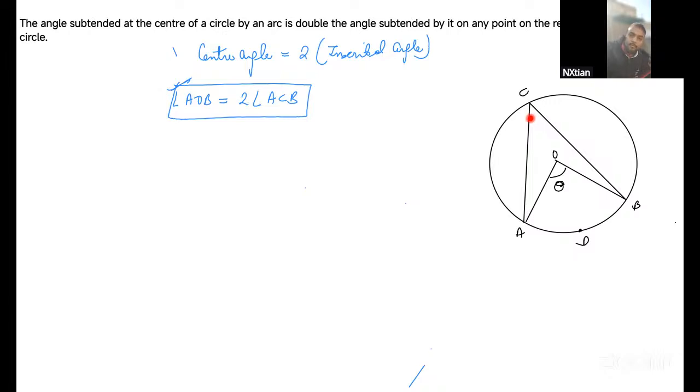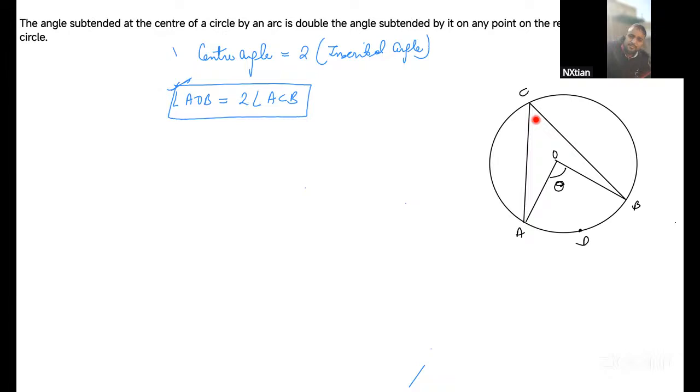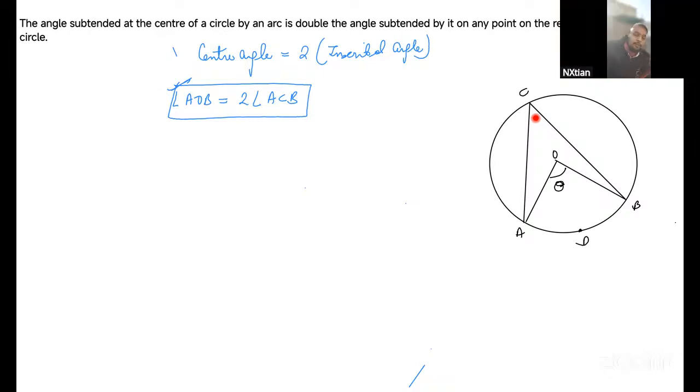Everyone understood? Joshua, if this angle is 75, then this angle will be? Sir, 35, right? 37.5. You have to divide it by 2. 37.5. Did you understand, guys?